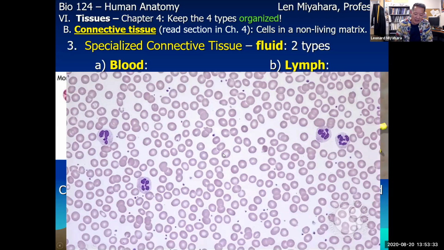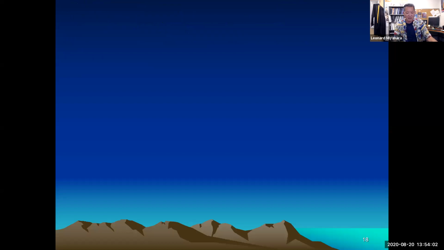You will see every now and then a larger cell that does have nuclei. Those are the white blood cells, but they're far fewer and in between than the red blood cells. These little speckles down here, those are platelets. Okay, these guys here are platelets. But it's dominated by red blood cells, no nuclei. Any questions?